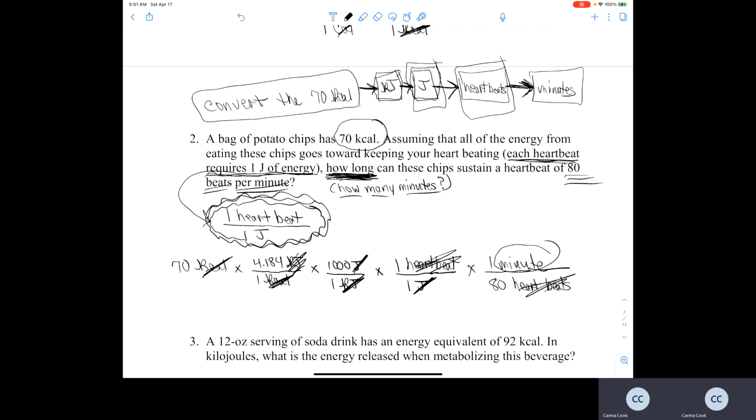So we do our math. 70 times 4.184 times 1,000 times 1 times 1. We do that math by multiplying all the numerators together. And then we see our denominators. They're all ones except for one unit of 80. And so take our product of multiplying our numerators together and then simply divide by 80. We will get 3,700 minutes, or 3.7 times 10 to the third minutes.